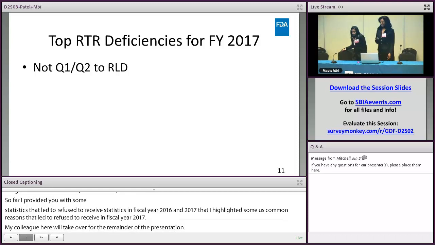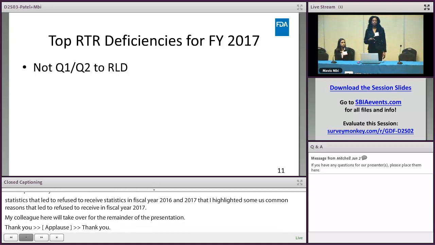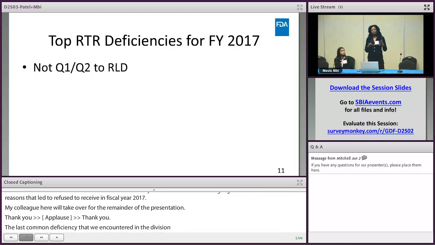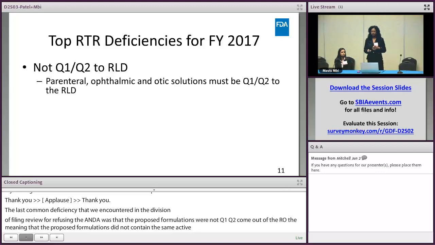Thank you, Bijal. So the last common deficiency that we encountered in the Division of Filing Review for refusing ANDAs was that the proposed formulations were not Q1, Q2 to that of the RLD, meaning that the proposed formulations did not contain the same active and/or inactive ingredients in the same concentration as the RLD, with sameness of concentration here being interpreted as within 95% to 105% of the RLD formulation.